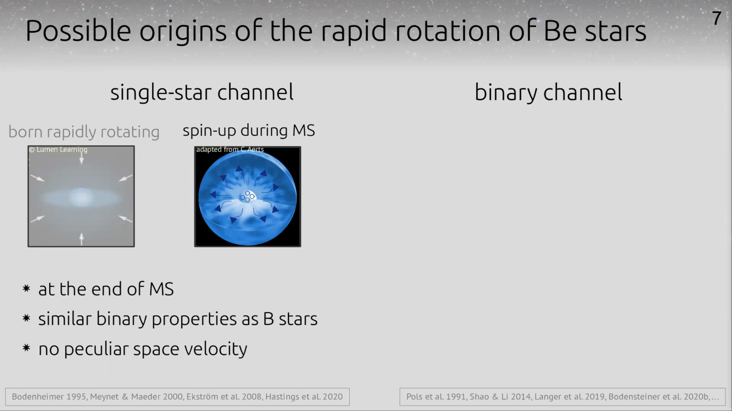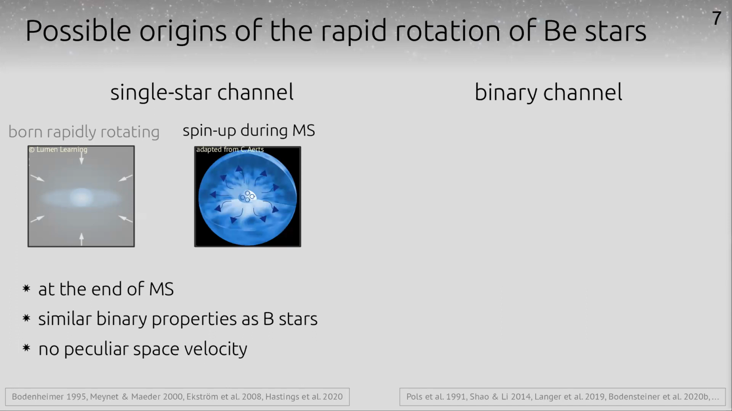Observationally, if the single star channel is the dominant one for BE star formation, then you would expect BE stars to be at the end of their main sequence evolution, because that's when these stars, according to the models, approach the critical velocity. They should also have similar binary properties as normal B-type stars, because they just become rapid rotators on their own without any impact of a companion star. And they shouldn't have any peculiar space velocity with respect to stars in the same population, for example.